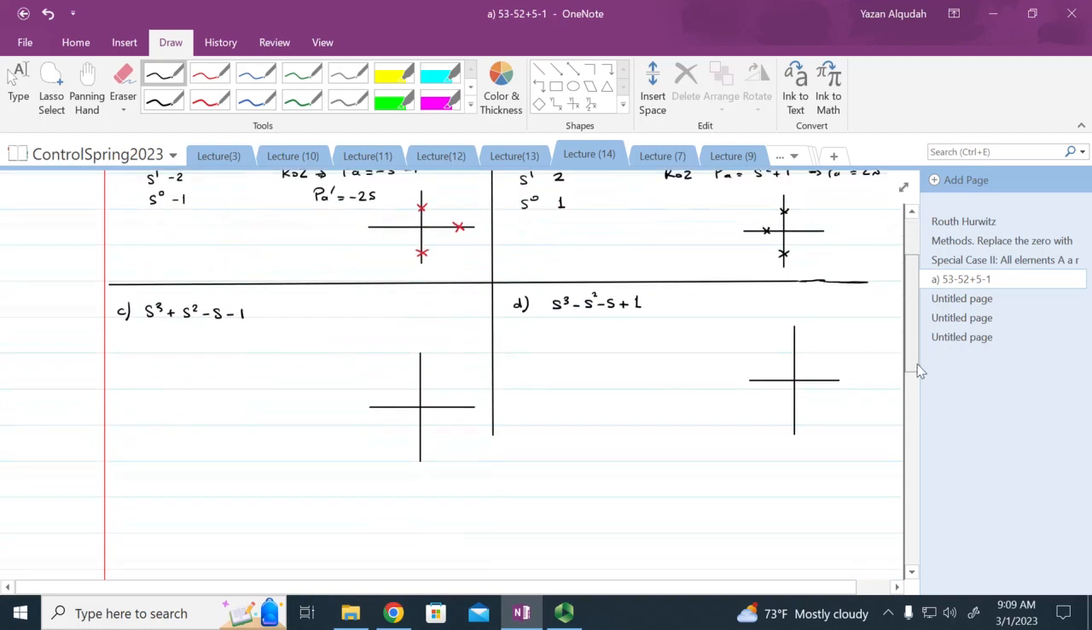Let's look at the case below it. We have s cubed, s squared, s to the 1, s to the 0, and here we have 1, negative 1, 1, negative 1. I'm going to have a row of 0. What is the polynomial? S squared minus 1. I'm going to differentiate it. It's going to give me 2 multiplied by s, so this is a 2, and this is a negative 1.